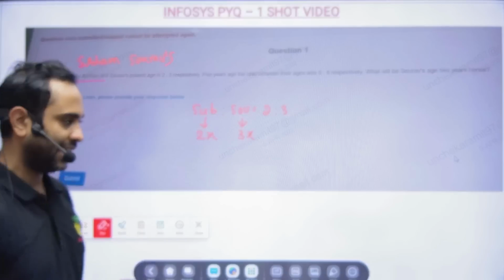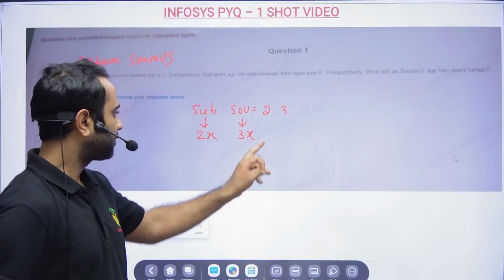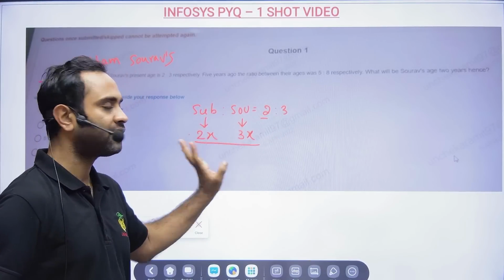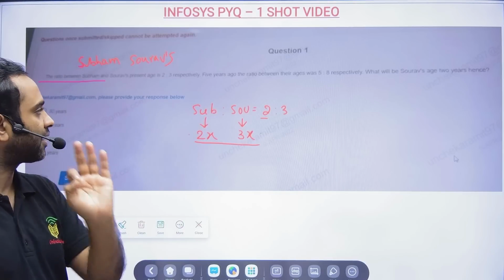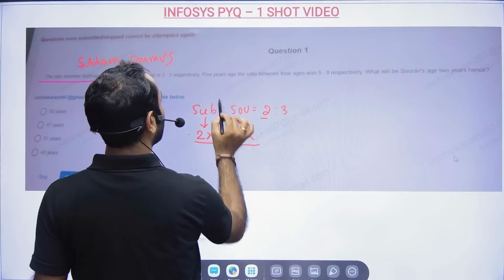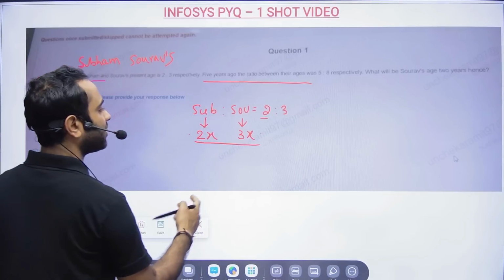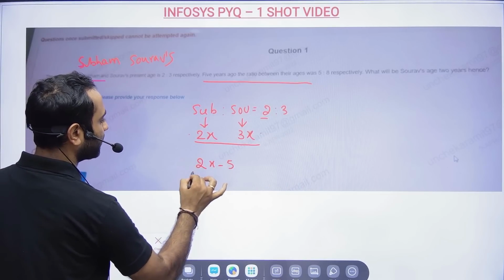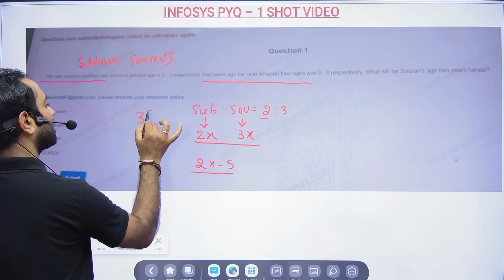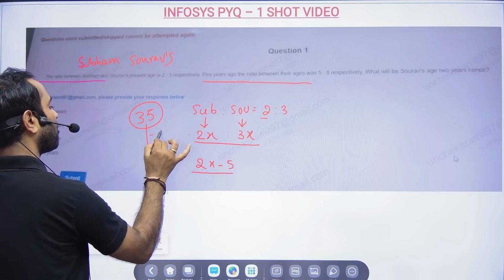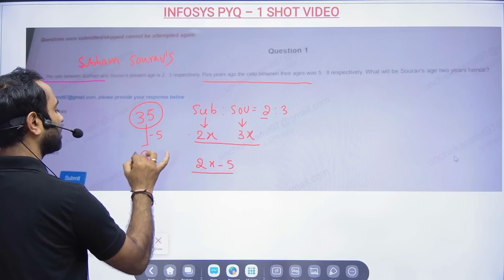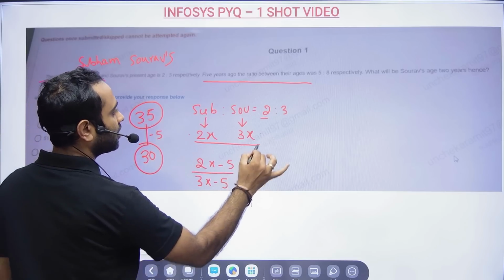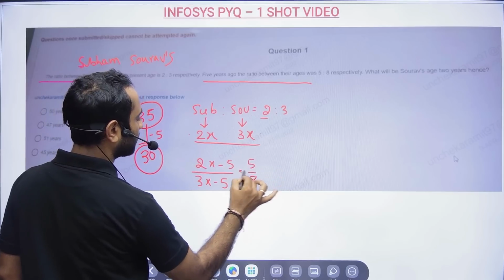Okay. See, ratio and proportion. If some data is given in terms of ratio, and you want to write it in terms of value, then multiply with a variable x and write. Now 5 years ago the ratio between their ages was 5:8. Now 5 years ago, Shubham will be 2x minus 5. See, if your age is 35 now, then 5 years ago how much it will be? Sir, it will be 30. Okay, so 2x minus 5, here 3x minus 5, and the ratio is 5:8.